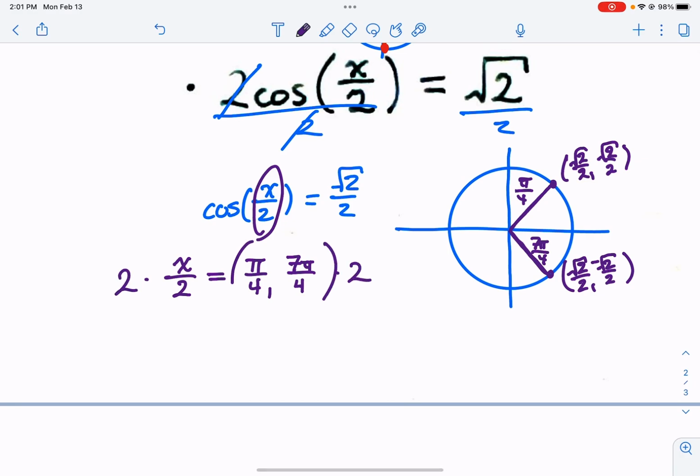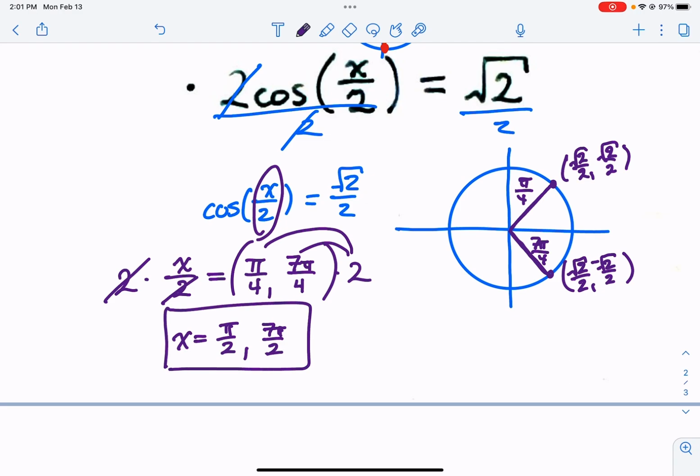Let me just put parentheses here. This is not a point, by the way. I'm just trying to list what we're doing here. So the 2's cancel, and I get that x equals, it kind of distributes here, right? You want to multiply both those angles by 2. So it turns into 2 pi over 4, which is the same thing as pi over 2. And then 7 pi over 4 turns into 14 pi over 4, which is 7 pi over 2. And these are the solutions to the equation.